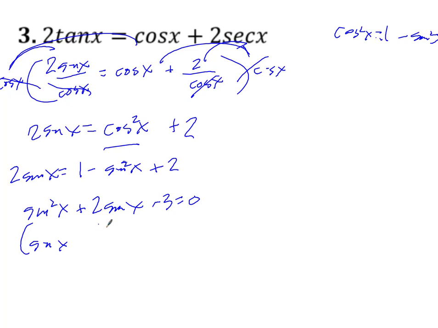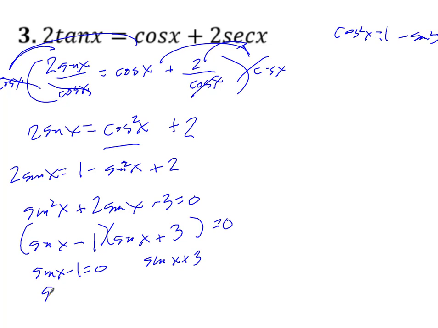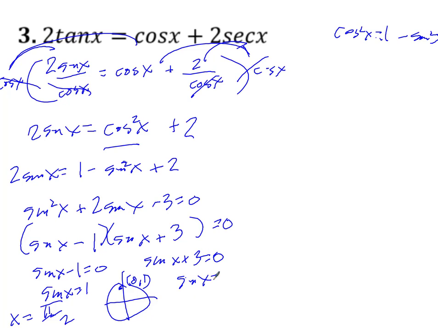Now I can factor this, sine of x and sine of x, and I get 3 and 1. It's going to be a plus here and a minus here. I set each of these equal to 0. Sine of x equals 1. Where does that happen? That happens here because our y value. So this generates a solution of pi over 2. This one, sine of x equals -3. That's less than -1, so that generates no solution. So our only possible answer is pi over 2.